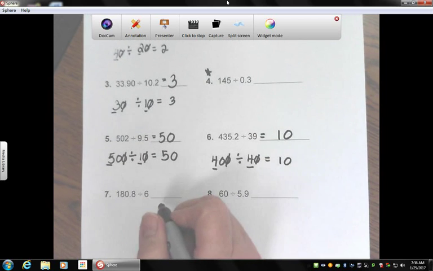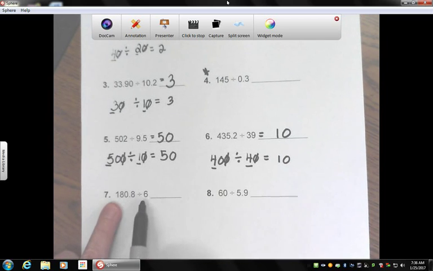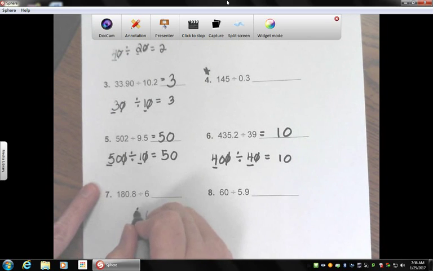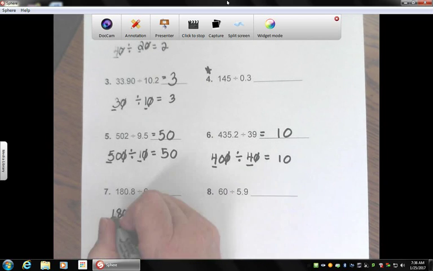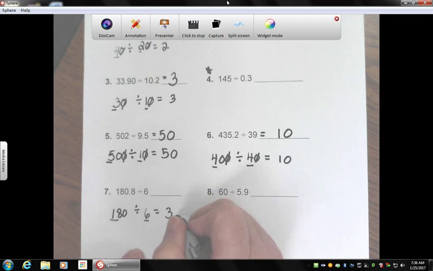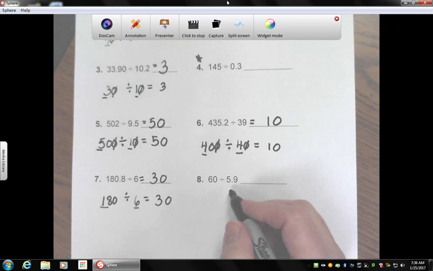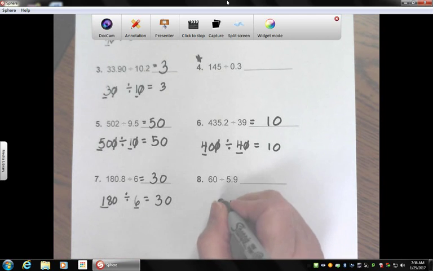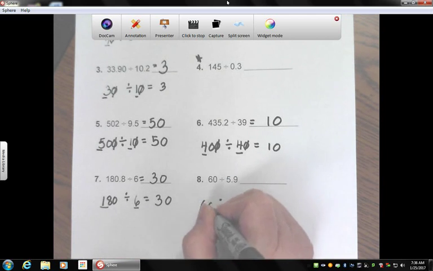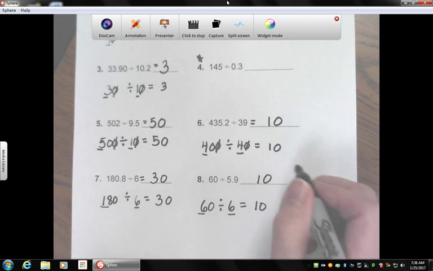Okay, going down here. Now, right here, I'm using my number sense. I know that 18 is a multiple of 6. So I'm going to keep the 6 as a 6, and I'm going to round 180 and 8/10 to just 180. Okay, 18 divided by 6 is 3, 1 0. My answer is about 30. Okay, going over to number 8, I can take 5 and 9/10 and round that to 6. Okay, and then that means I can keep the 60 as is, because I know that 6 divided by 6 is 1. Okay, 1 0. The answer is about 10.